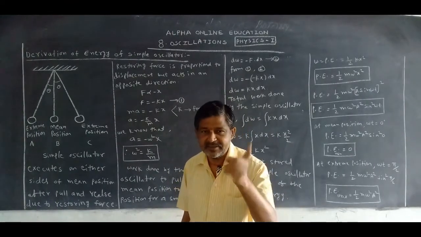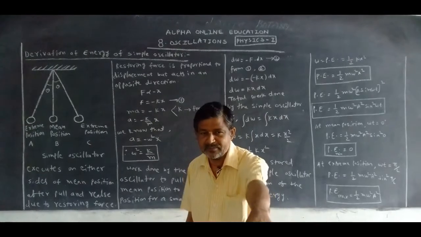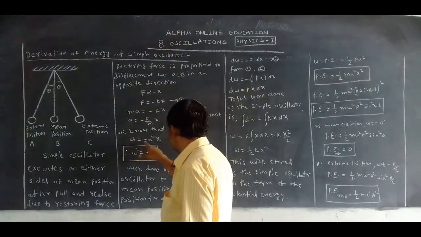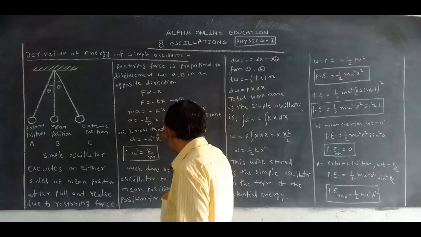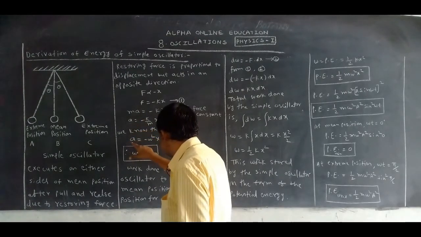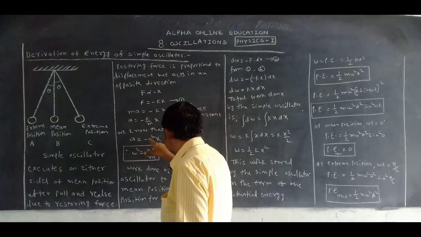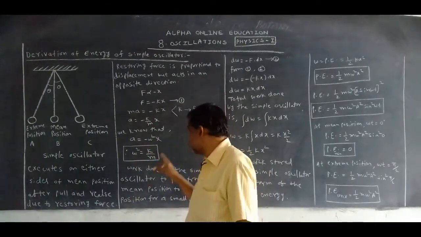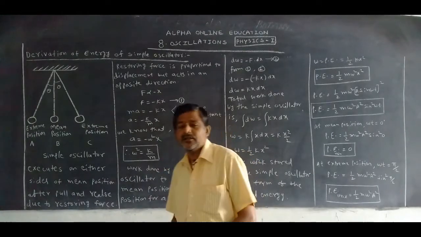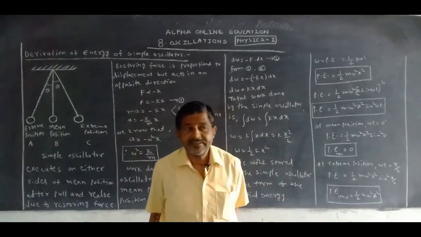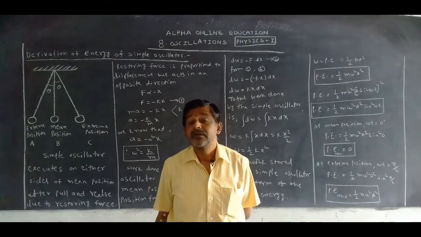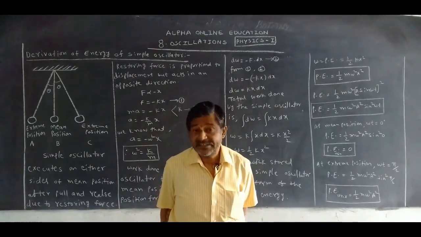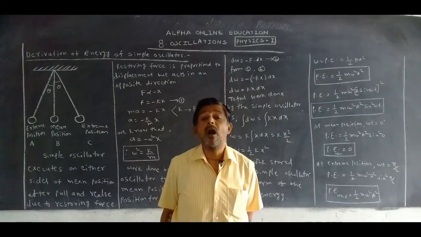This is a very important formula you must remember in the oscillations chapter. a is equal to minus omega square x. Compare these two: a is a, x is x. Omega square is equal to how much? k by m. You must also remember this. Omega square is equal to k by m. What is k? Force constant. What is m? Mass.